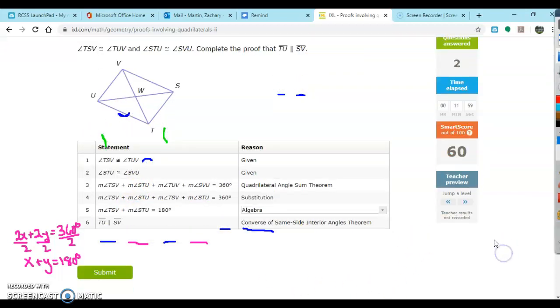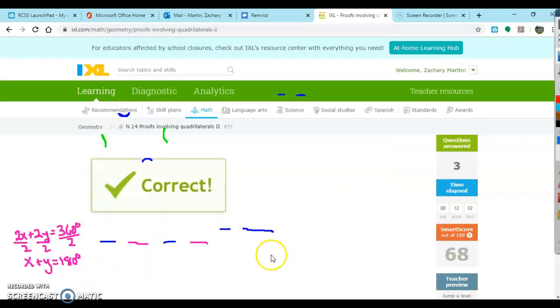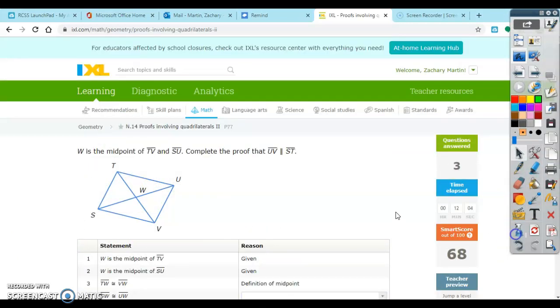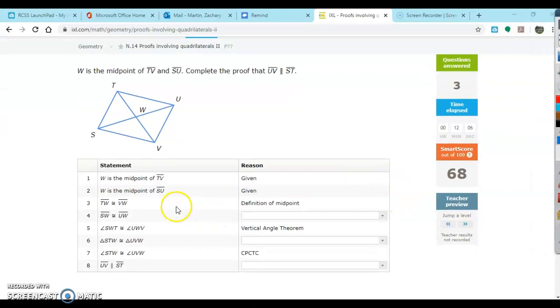So let's go ahead and submit this. And correct. Fantastic. Let's get rid of our annotations. Notice they'll kind of up the ante on you a little bit, and you have to answer 3 of these things rather than just 1 or 2. Let's jump up a level though.